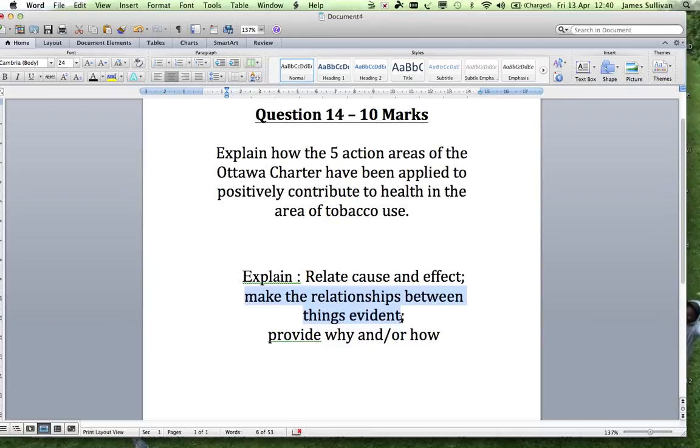But what you didn't do was make the relationship between doing that and the positive impact on tobacco use or health problems as a result of tobacco use. You didn't make that relationship clear. So just make sure that you really understand these key words, and they'll keep recurring throughout this senior course, and across all the courses, so you need to familiarise yourself with them. But getting into an example of the answer.